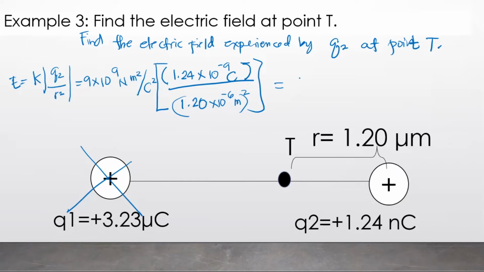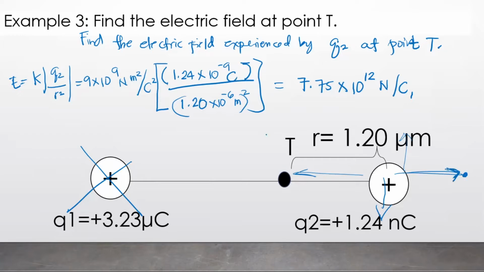Okay, so the answer for our problem number 3 is 7.75 times 10 raised to 12 Newton per coulomb. Then, let's analyze the direction. So we have here a positive charge. Diba, our direction is outward, like our test charge in problem number 1. Therefore, its direction is to the right.